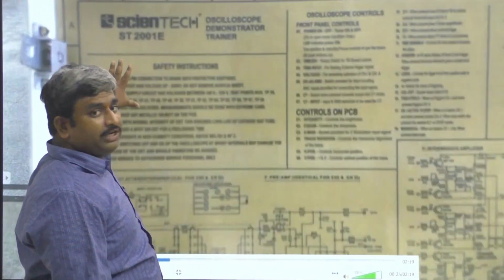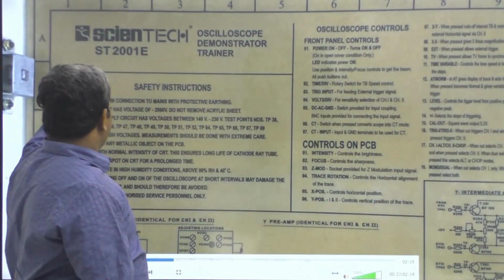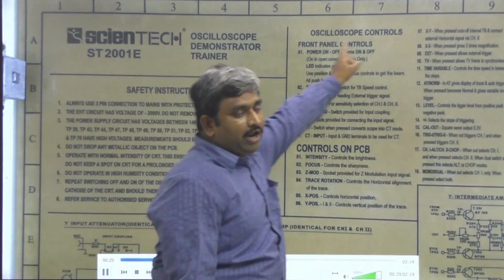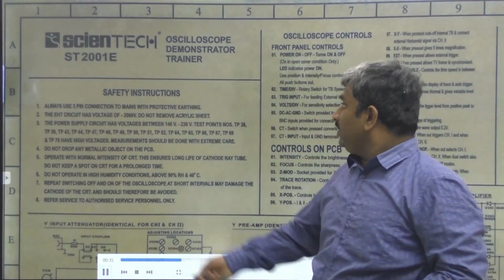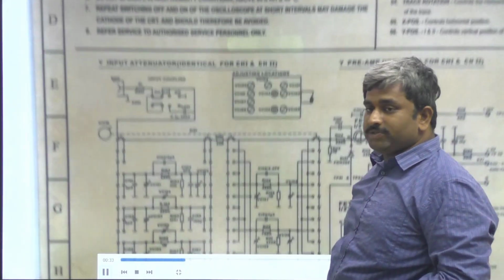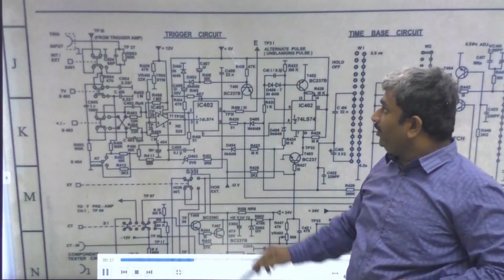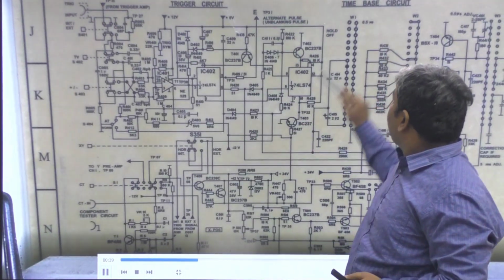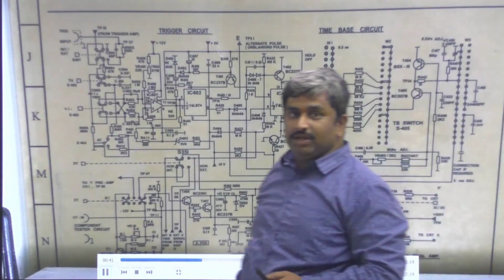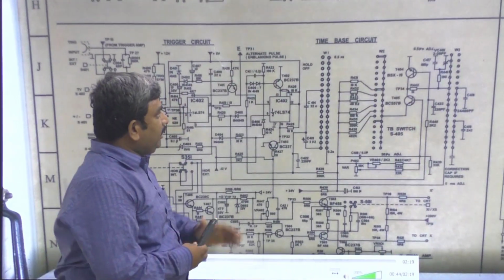So see closely the instructions. Here we have safety instructions and oscilloscope controls. Next, coming down here, this is the Y input attenuator circuit, and this is the trigger circuit, and these are the time base circuits.